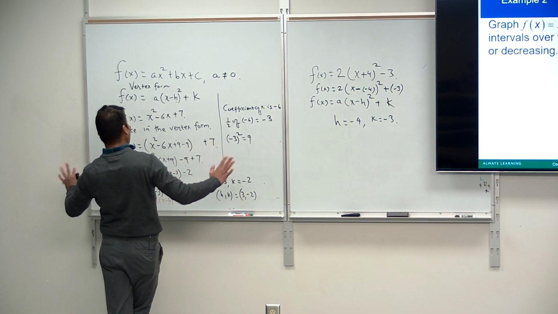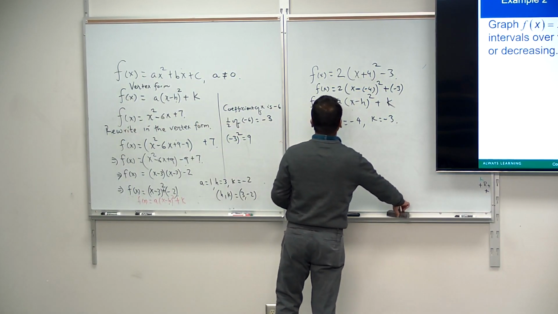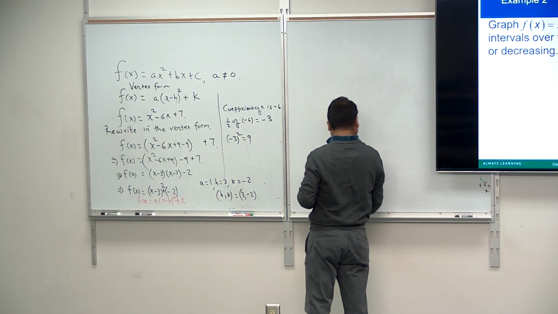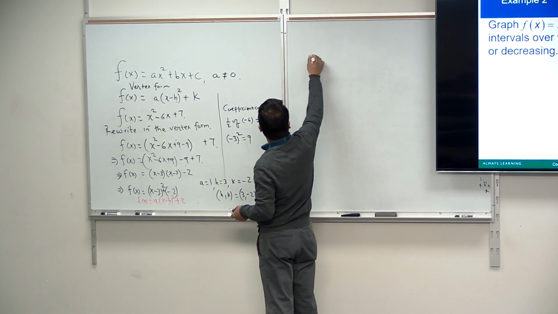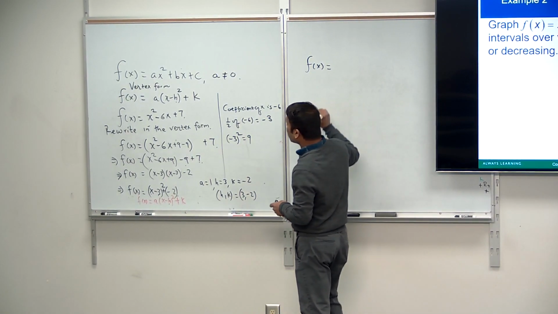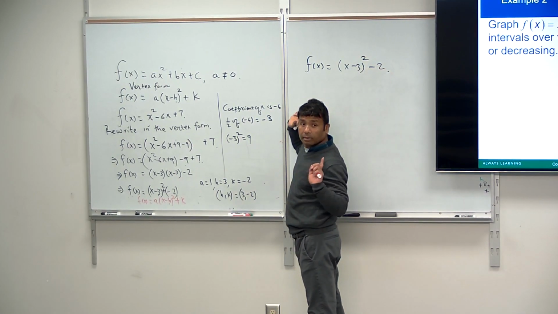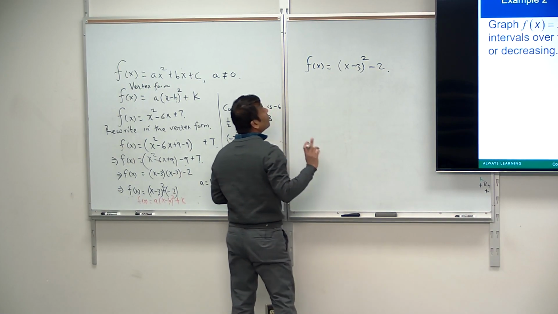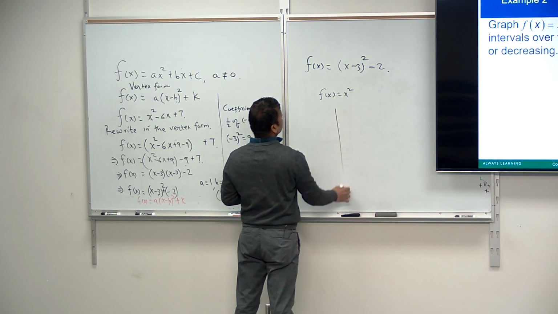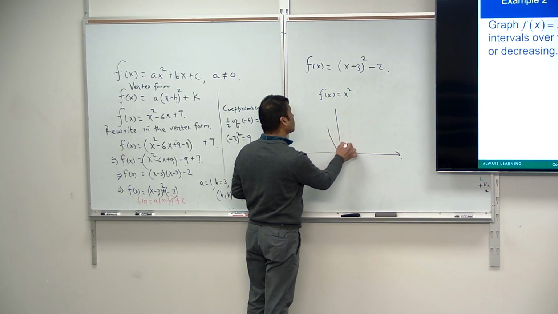Now, if you want to draw the graph of this function, f(x) equal to (x minus 3) squared minus 2, right? Look here. This is your graph of the basic function f(x) equal to x squared. You guys know that, right?